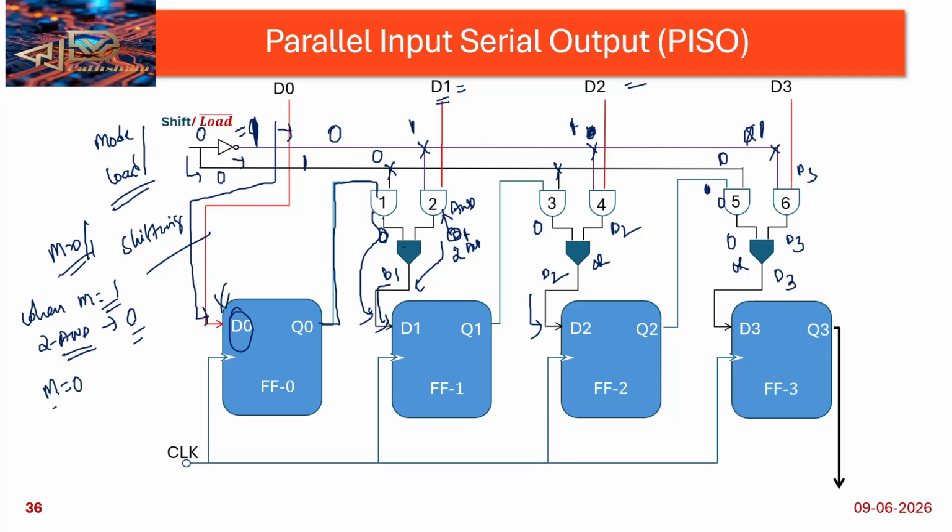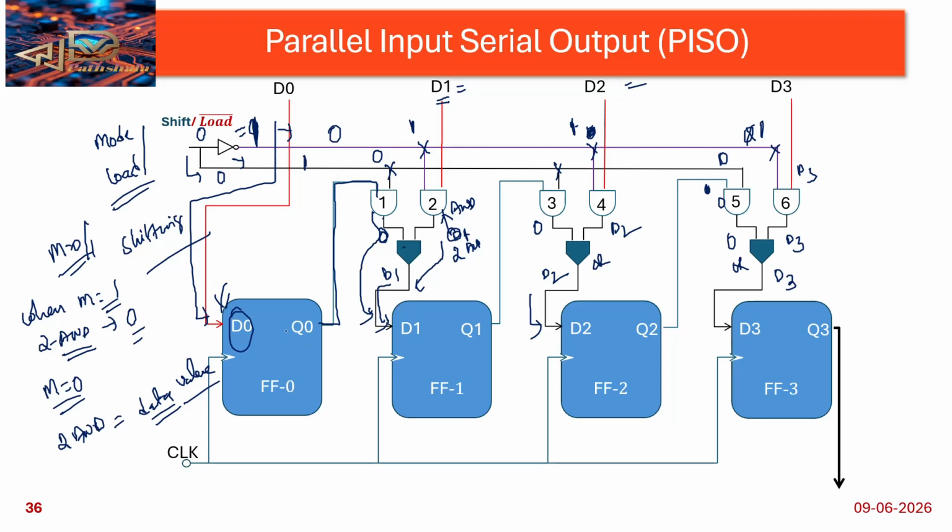Whenever mode equal to 0, second AND gates are 1, data value we are getting. Second AND gates are data value we are getting. Whatever the data you are giving, that data value is coming from the second AND gate.